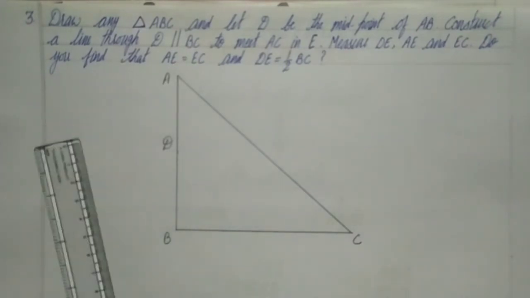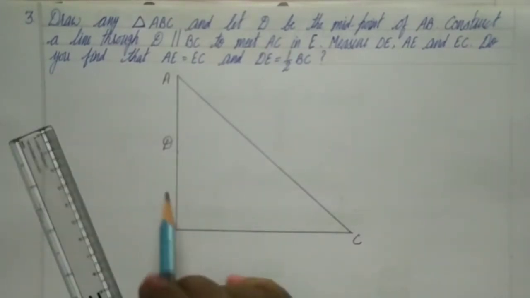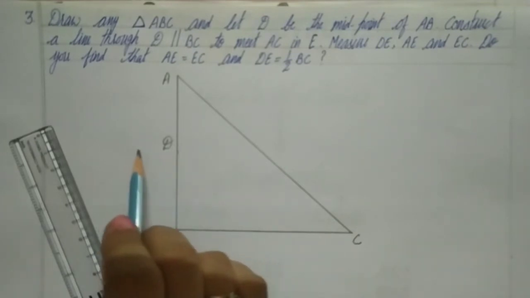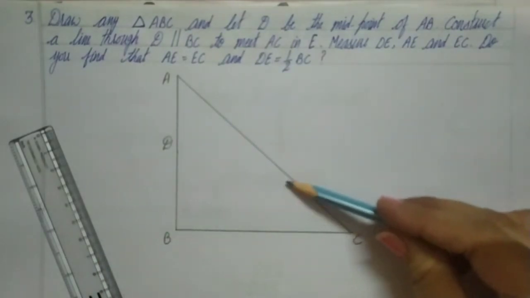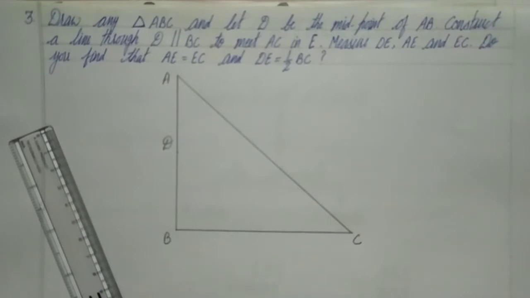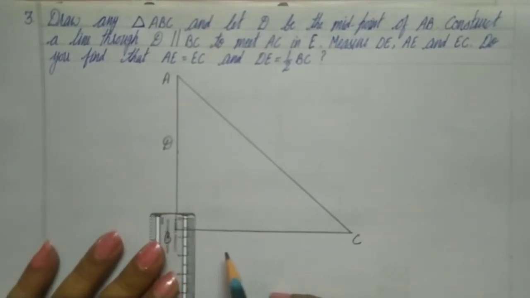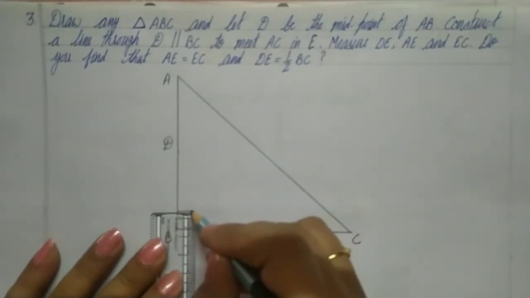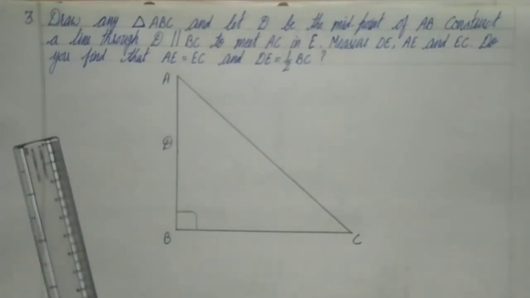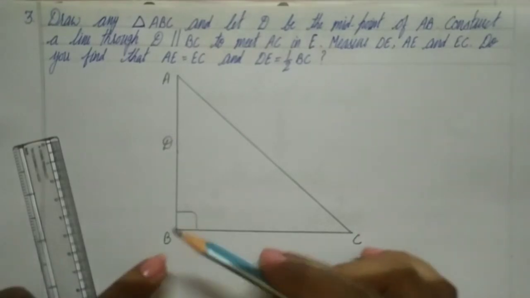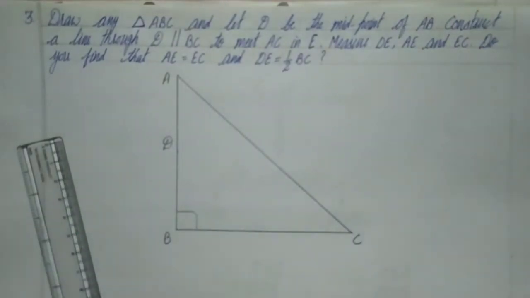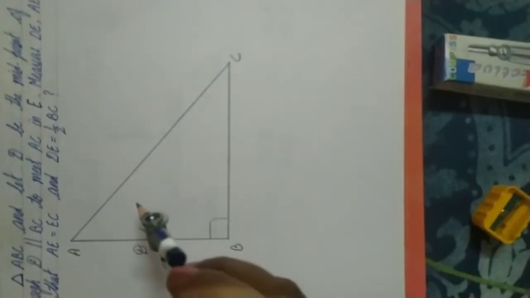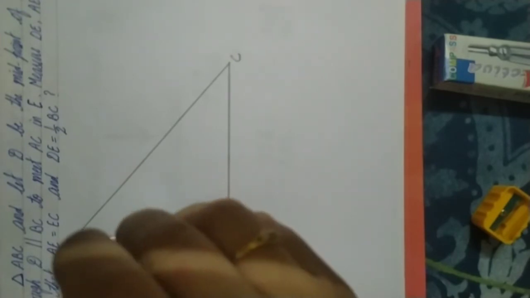Construct a line through D parallel to BC. Now from D we have to draw a line parallel to BC to meet AC at E. Now let's start. Since this is the right angle, to construct a line parallel to BC we have to draw another right angle which must be alternate to this one at point D. The method is just the same as we did in the two previous questions.